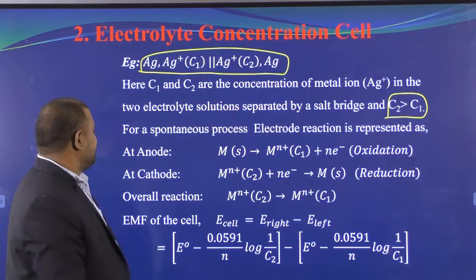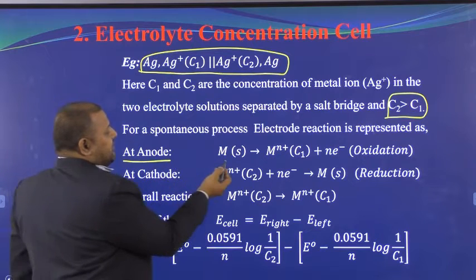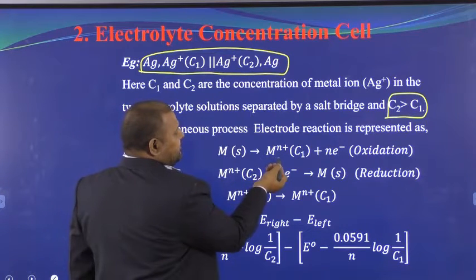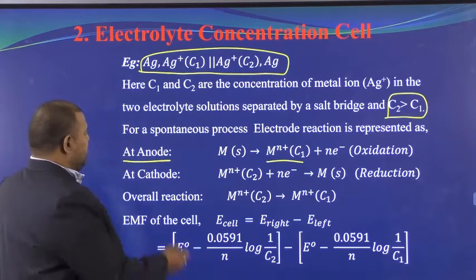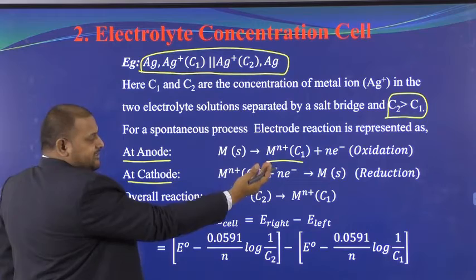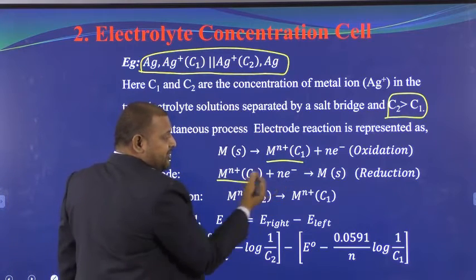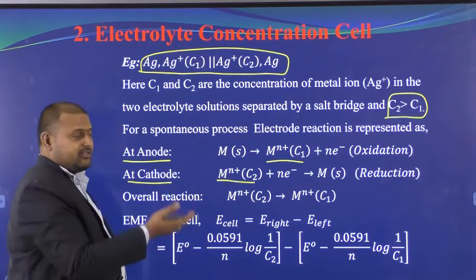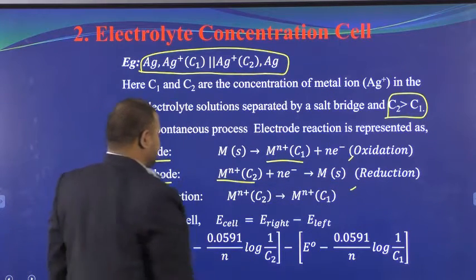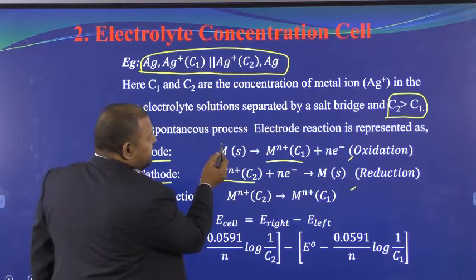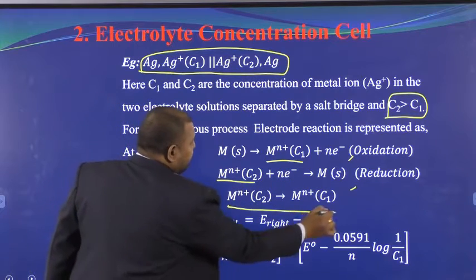Clear? Right. So at the anode, what happens? The metal loses electrons and forms the metal ion, C1. At the cathode, that is on the RHS side, metal ions accept the electrons and come out of the solution. Clear? That is the reduction. This is the oxidation. Overall reaction: see here, the metals cancel, only the concentration changes.